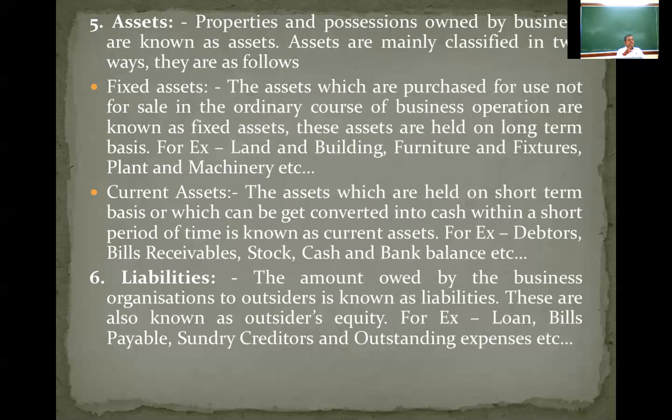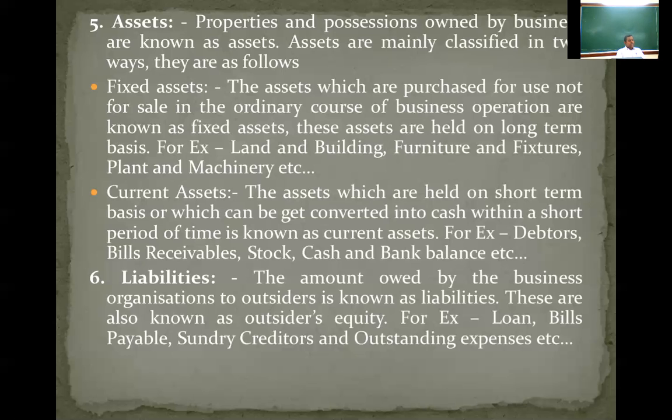Tangible assets are those which we can see and which we can touch. That kind of assets are called tangible assets. Examples are land, building, furniture, plant, machinery, etc. These are all the best examples for tangible fixed assets. Then examples for intangible fixed assets are goodwill of the firm, that is the reputation of the firm, the patents, copyrights. These are all the best examples for intangible assets. So an asset may be classified as fixed or current, and it may be classified as tangible or intangible.